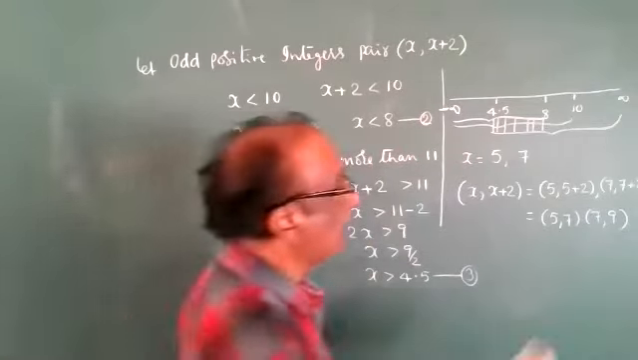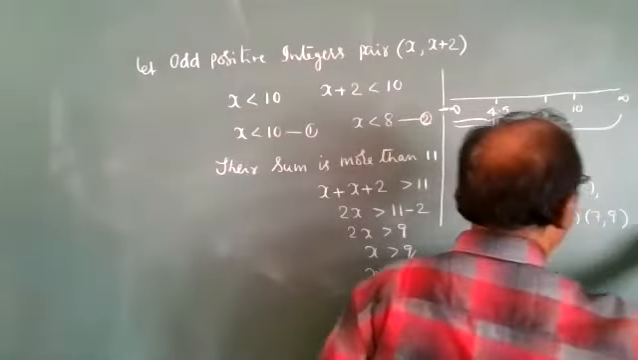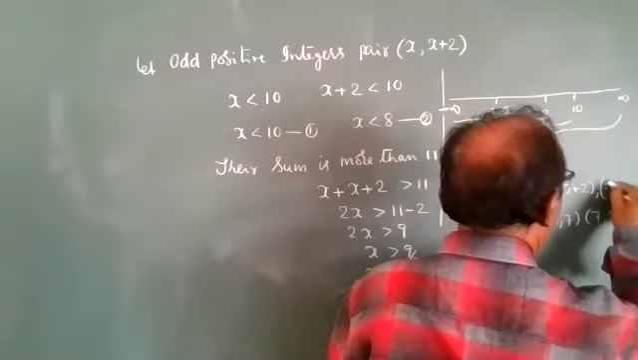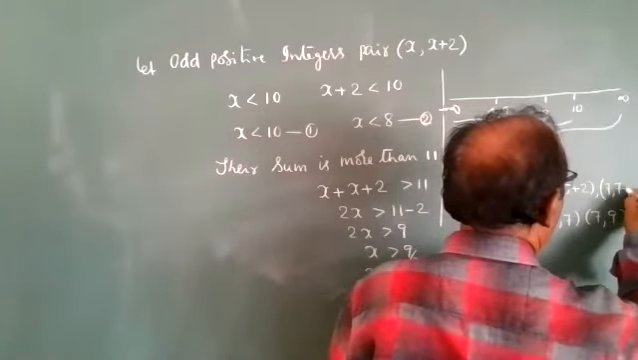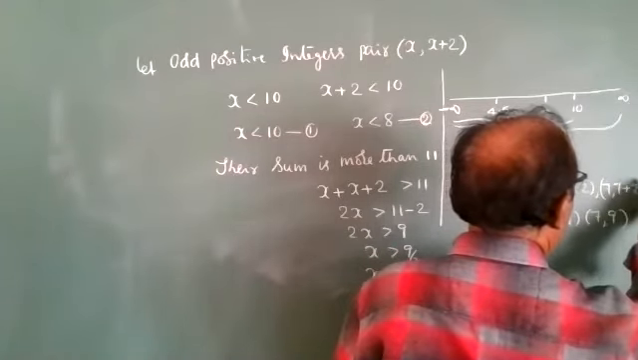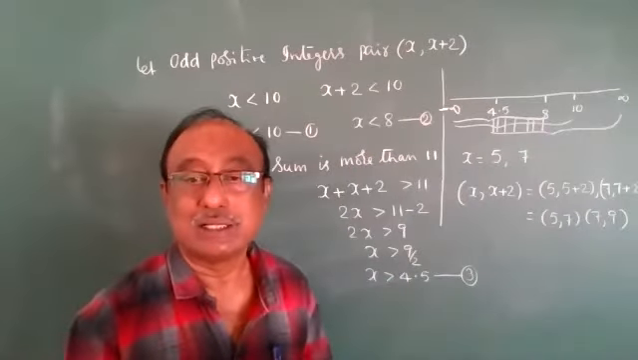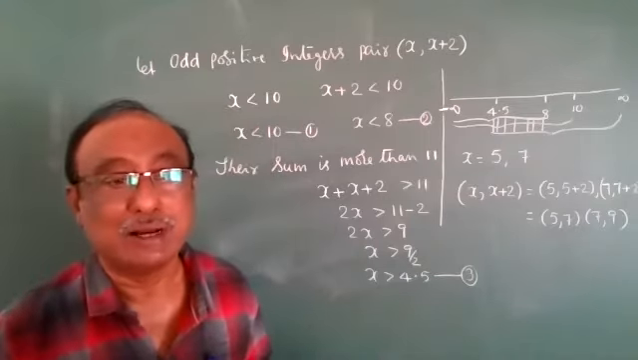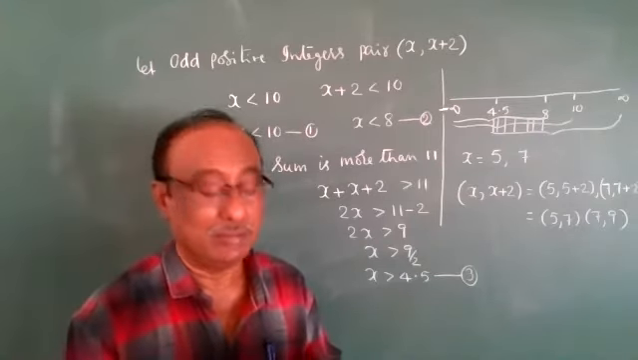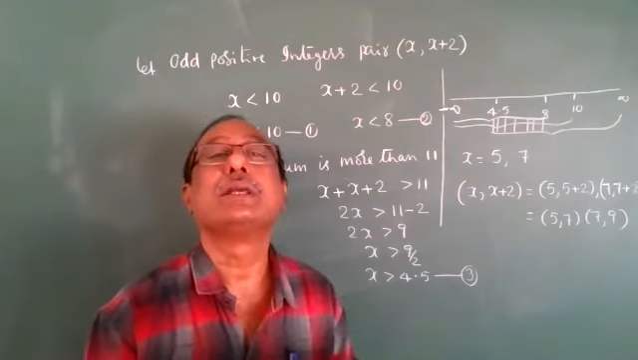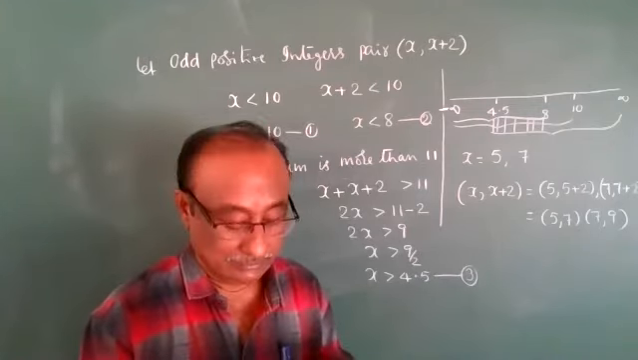Is it clear, everyone? Now we get the answer: 5 comma 7 and 7 comma 9. Everyone, check that the answer is the correct one.